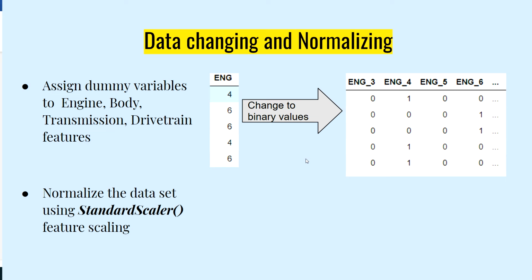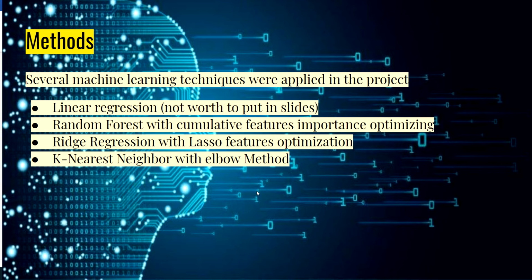After that, I normalized the data using a standard scaler, which was reducing the mean and skewness of my data. In the main part of my project, I decided to use several machine learning techniques: random forests with cumulative feature importance optimizing, ridge regression with lasso feature optimization, and k nearest neighbors with the elbow method.